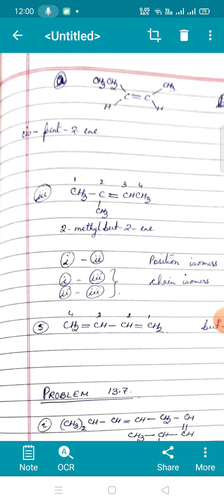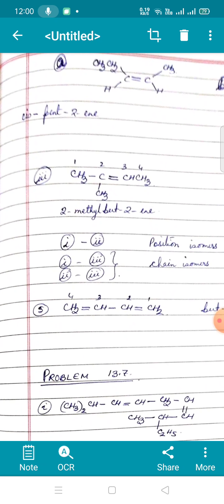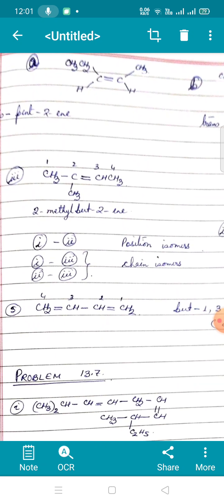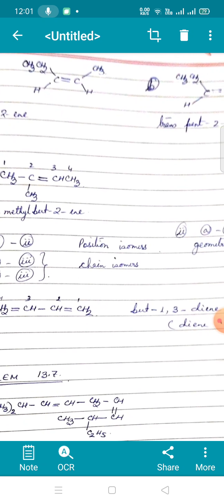Then we move to structure 3. I reduce the chain length from 5 to 4 and create a branch in carbon 2. So the name of the compound becomes 2-methyl-but-2-ene, and the various relationships you can find out: 1 and 2 are position isomers, already discussed. 1 and 3 and 2 and 3 are chain, and of course in 2 again we have cis and trans.